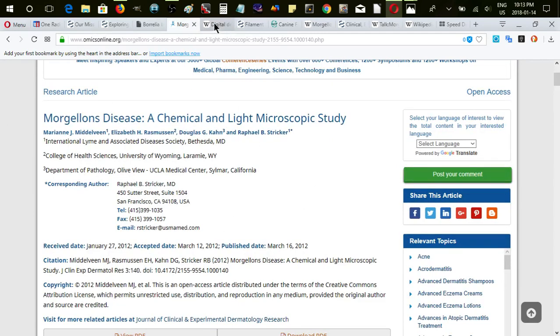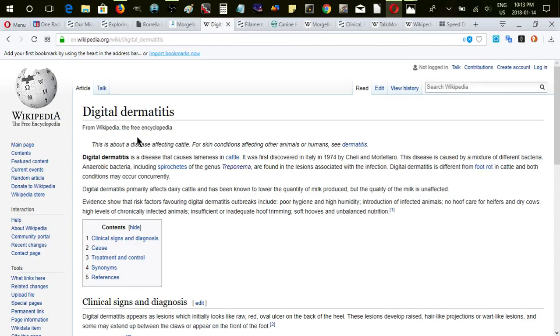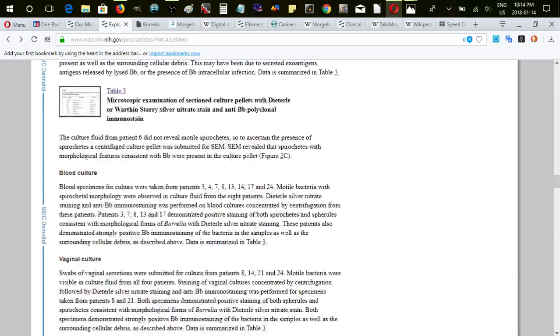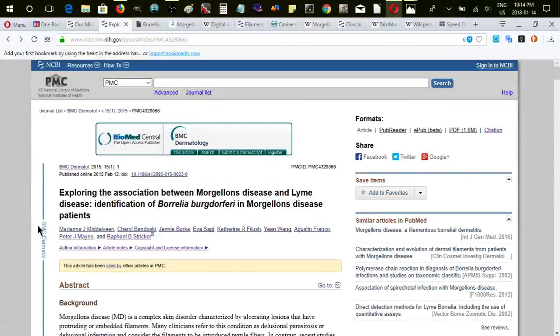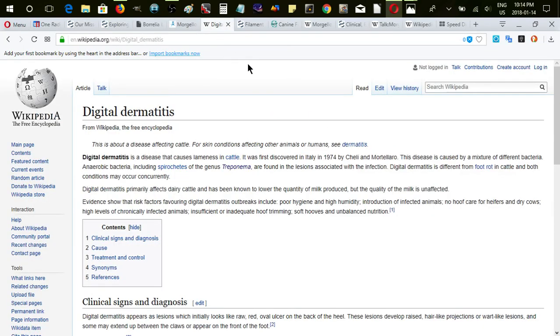I think this was the earlier study. This is a very similar disease in cattle. And one of the authors of the study I showed you, her name is Marianne Middlevain. So she's in Canada. I think she was educated or born in the US, and she's a microbiologist. Anyway, she works mostly, or has worked, in the veterinarian field. So she knew more about this disease than the doctors.